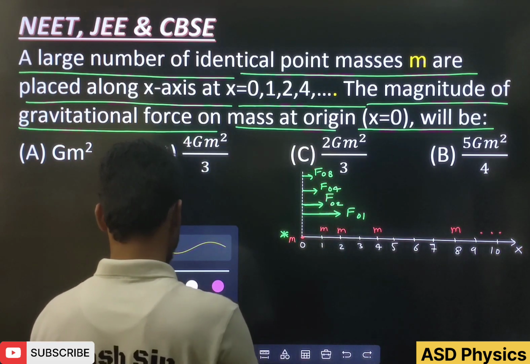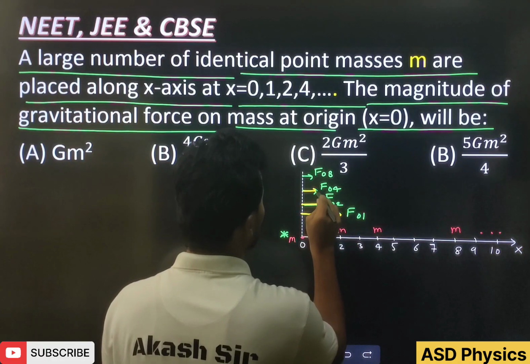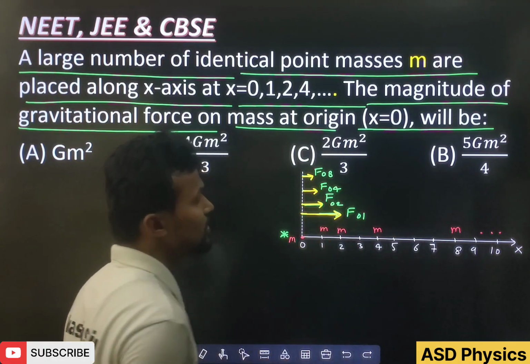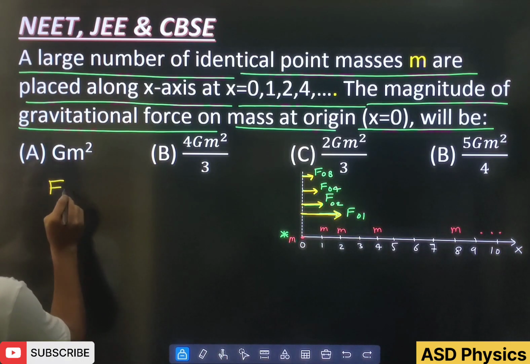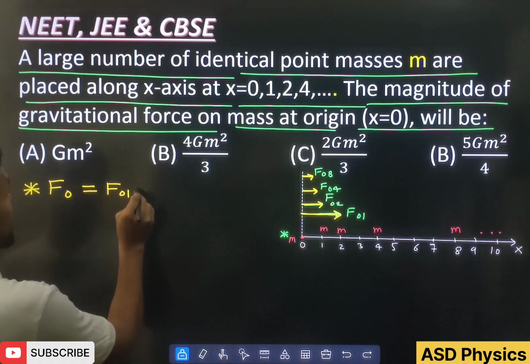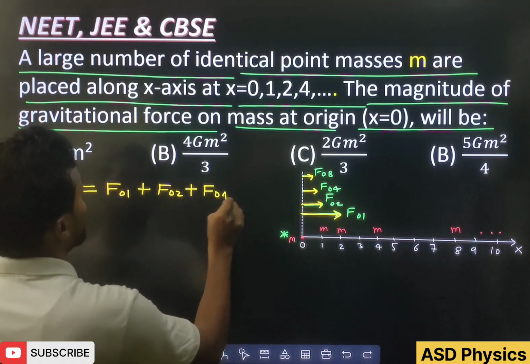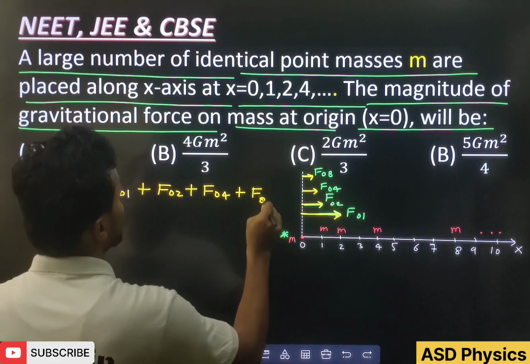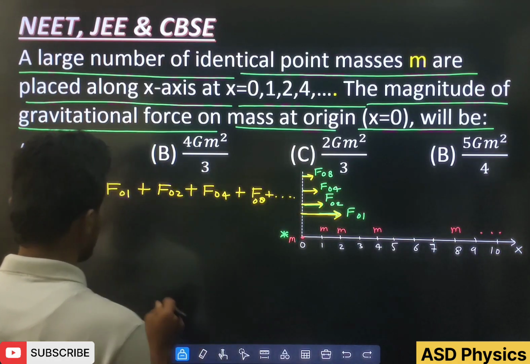But the thing is what? You can see very well, all these forces, they all are in which direction? They all are in the same direction. That means we can directly just add them. Okay, so the resultant force on the mass at x equal to 0 will be how much? F01 plus F02 plus F04 plus F08 dot dot dot to infinity. Is it? So many masses are there.